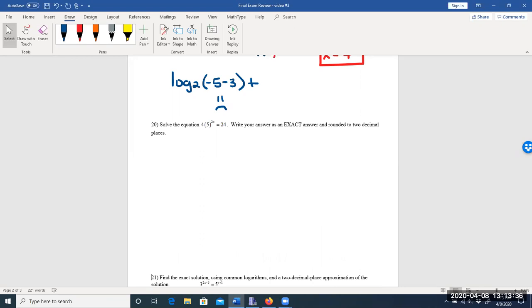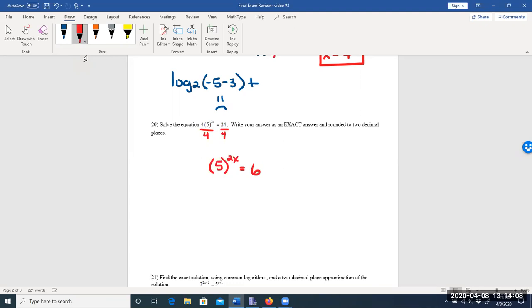Okay, number 20. So first thing I'm going to do is divide by 4. I cannot multiply the 4 and the 5 together. It's an order of operations thing. I would have to evaluate the exponent first, and I cannot evaluate an exponent if there's an x up there. So we have 5 to the 2x equals 6.